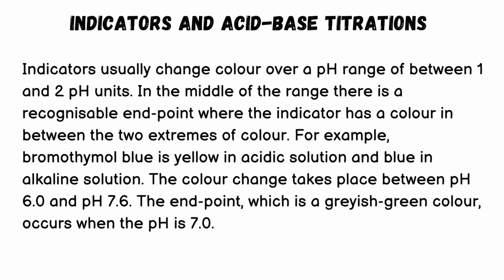Indicators usually change color over a pH range of between 1 and 2 pH units. In the middle of the range, there is a recognizable endpoint where the indicator has a color in between the two extremes of color. For example, bromothymol blue is yellow in acidic solution and blue in alkaline solution. The color change takes place between pH 6 and pH 7.6. The endpoint, which is a grayish-green color, occurs when the pH is 7.